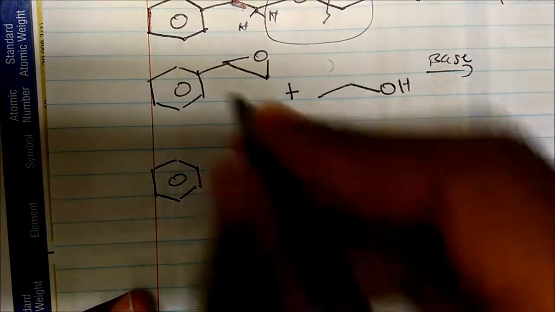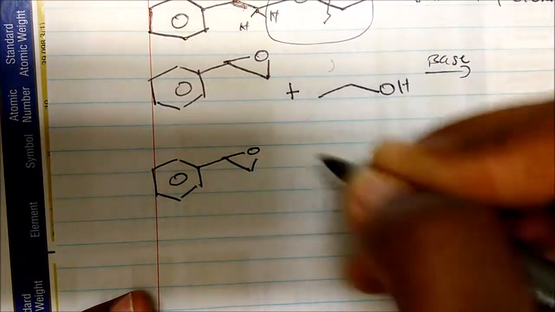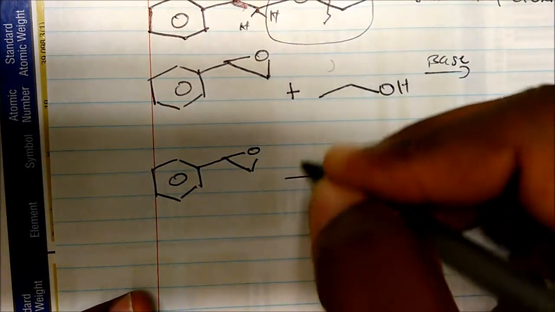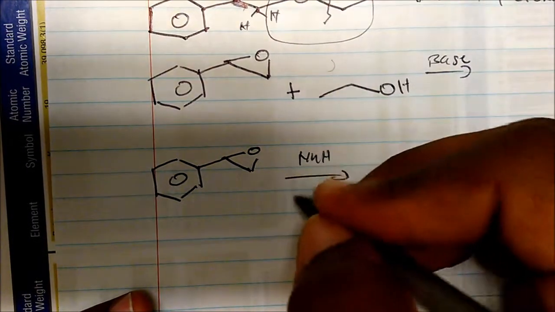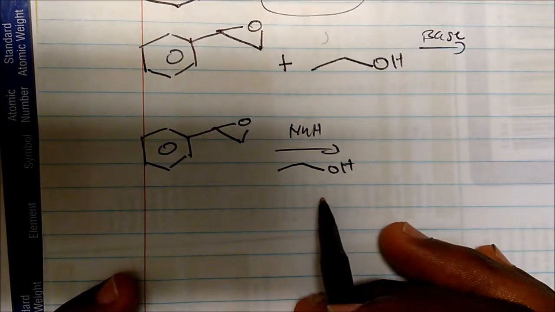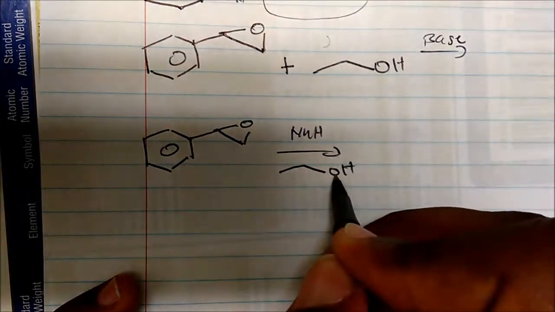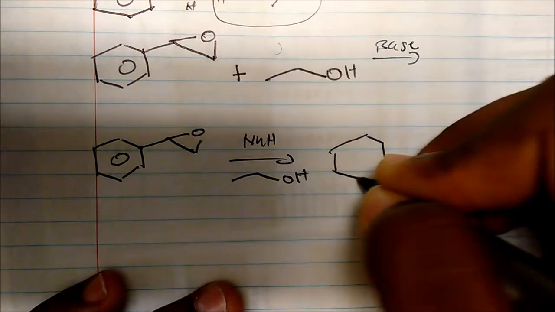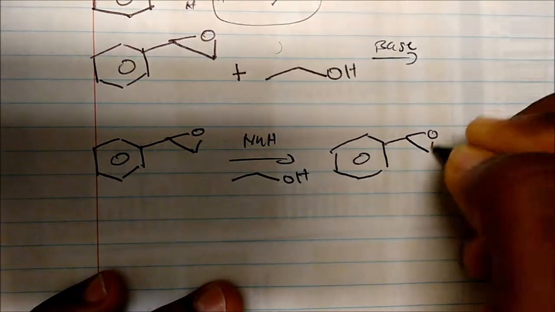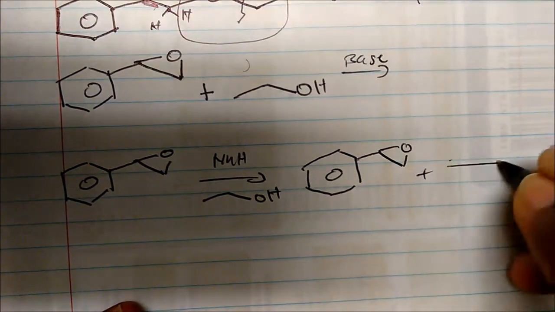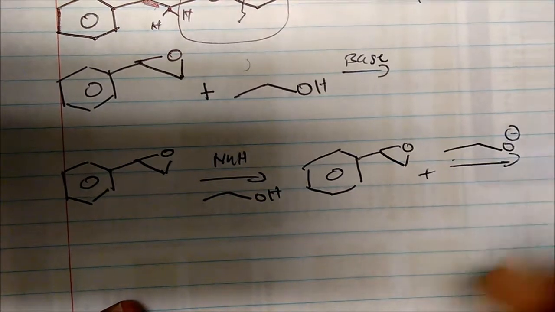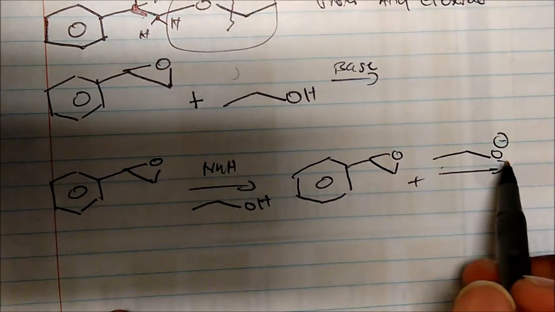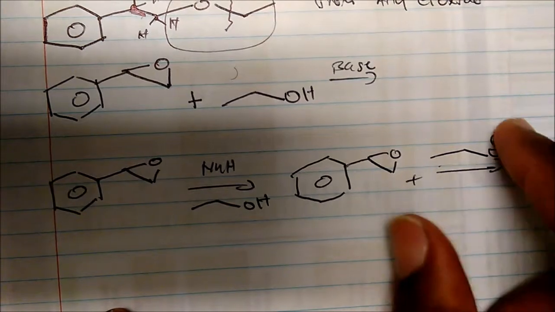So if we take this epoxide here and add sodium hydride in ethanol, again, sodium hydride deprotonates my oxygen, so I'm going to have this molecule here in solution, with a negatively charged oxygen. Now, because we're in basic conditions, it's going to attack the less substituted carbon.